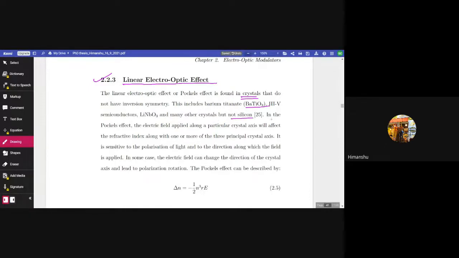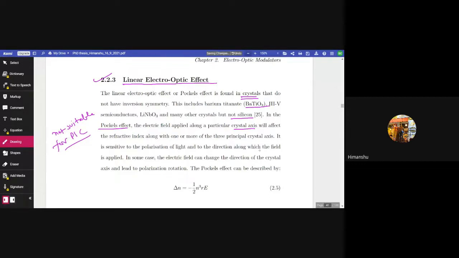Reference 25. In the Pockels effect, the electric field applied along a particular crystal axis will affect the refractive index along one or more of the three principal crystal axes. It is sensitive to the polarization of light and to the direction along which the field is applied. In some cases, the electric field can change the direction of the crystal axis and lead to polarization rotation.